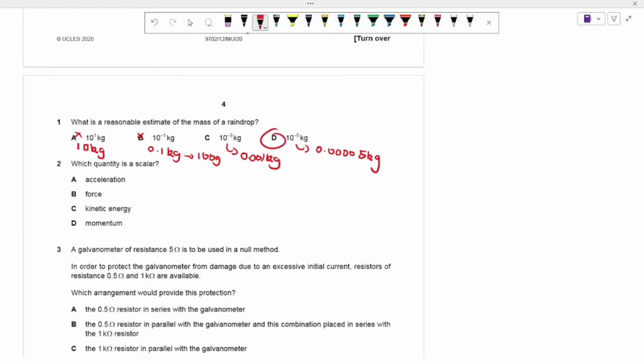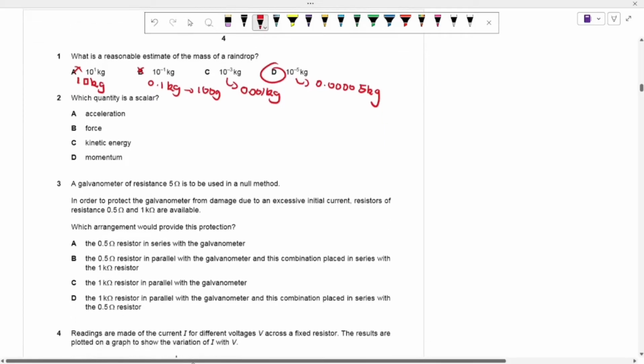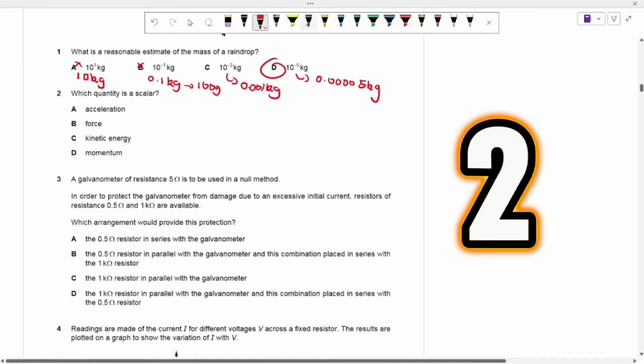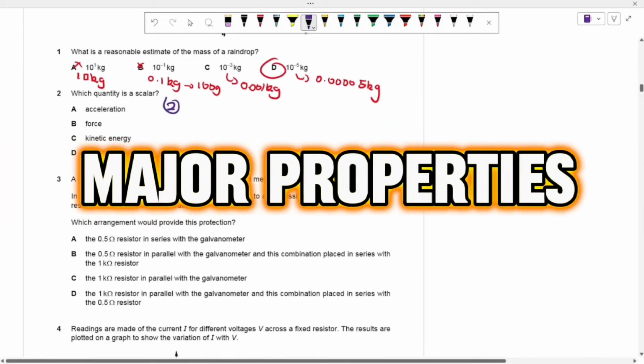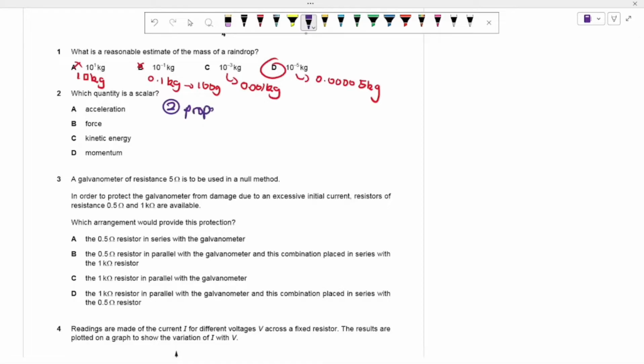But question 2, which quantity is a scalar? So basically, scalar quantities consist of two major properties. Okay, I call them two major properties. Number one is that they have magnitude. Can you measure it? Does it have magnitude? Magnitude just refers to size. Can it be measured? Number two, does it have direction?